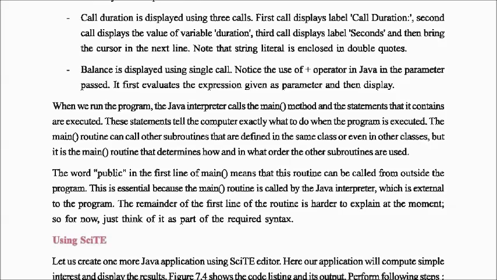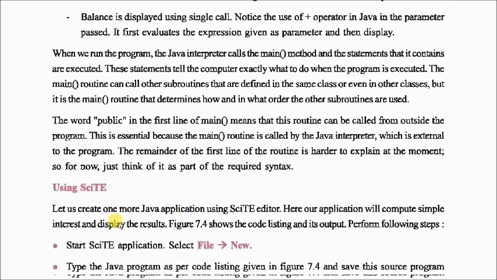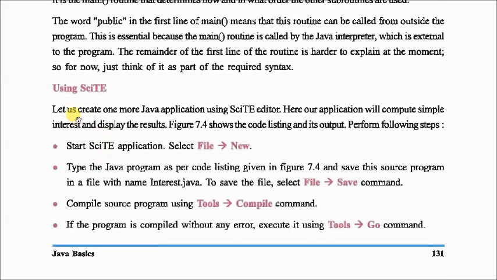The word public in the first line of main means that this routine can be called from outside the program. This is essential because the main routine is called by the Java interpreter, which is external to the program. The remainder of the first line of the routine is a header, to be explained later. For now, just think of it as part of the required syntax. When any method or function is used with public, it can be used outside the program also.